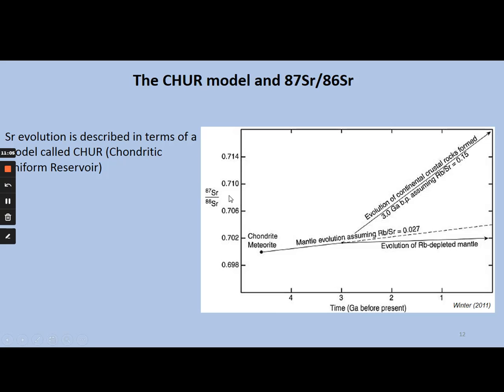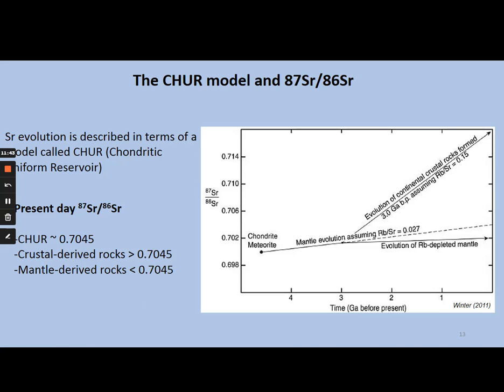The strontium isotope ratio of the mantle about 4.6 billion years before present was about 0.699, and since then the strontium isotope ratio of the mantle has increased only slightly. However, in the crust, the strontium isotope ratio has increased significantly because we have more rubidium-87 there, which can generate more strontium-87.